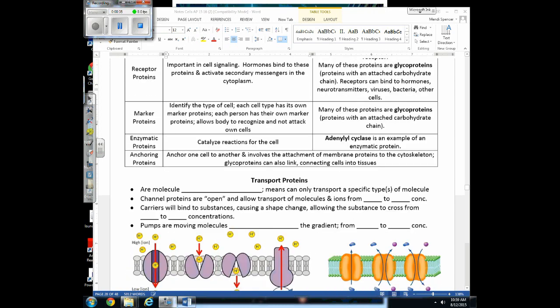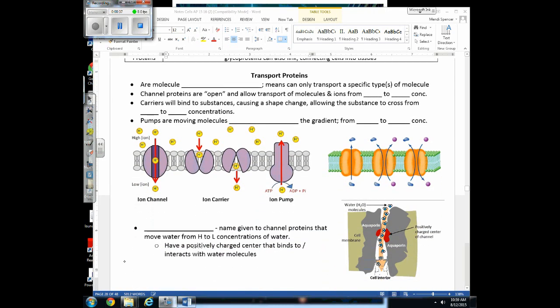So let's move to the first type of protein, the transport proteins. As you can gather from the name and from these diagrams, these are proteins that transport molecules across the membrane, either from the outside of the cell to the inside of the cell, into the cytoplasm, or from the cytoplasm to the outer part of the cell. We say that these proteins are molecule specific.